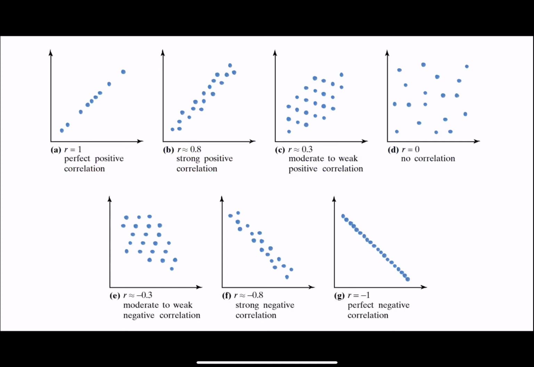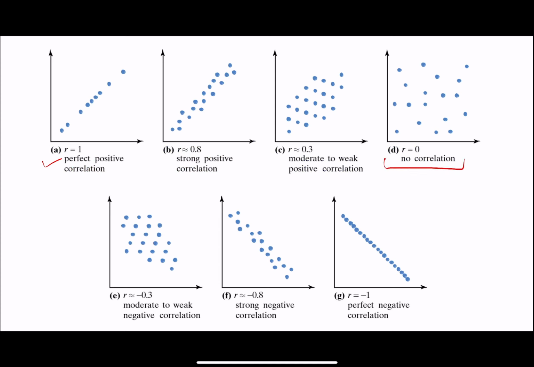So here is how the variables are related. Part A. Look at part B. The correlation is strong. Okay, it's not perfect. It's 0.8. And as you see, part C is 0.3. The correlation is positive. It's like moderate to weak. And part D, that's when there is no correlation.